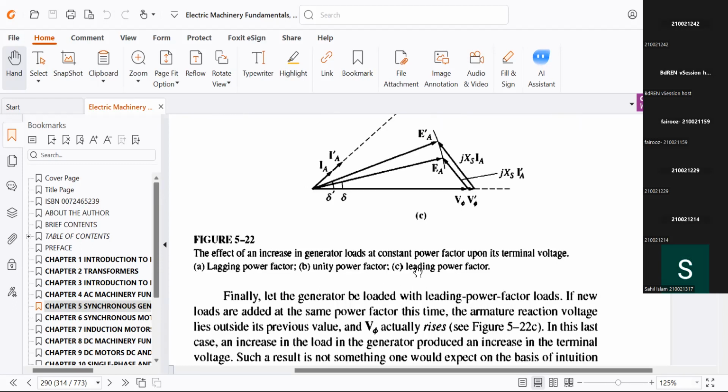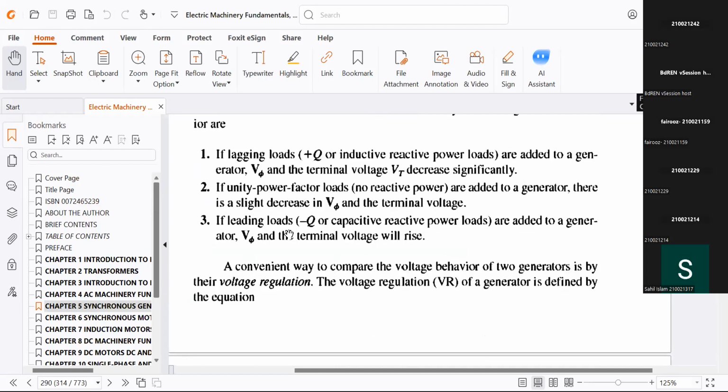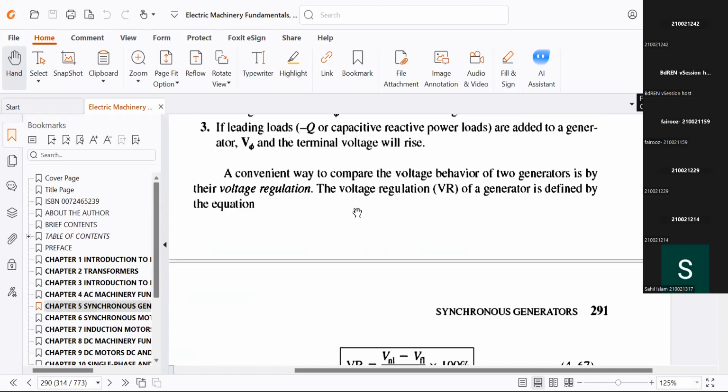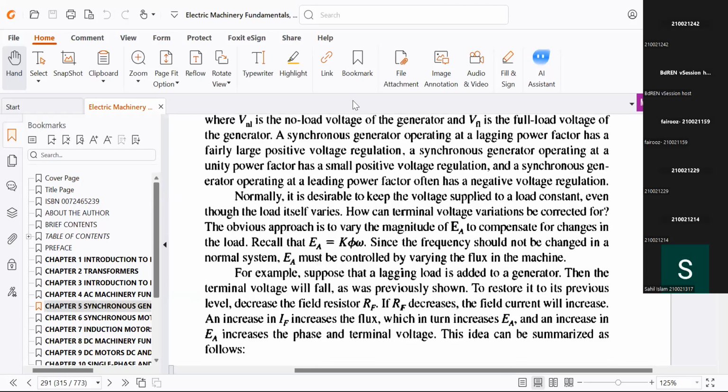That is written here. I showed you these things in your class: if lagging loads are increased, terminal voltage decreases significantly. If unity power factor loads are added, there is a slight decrease in terminal voltage. And if leading loads are added, terminal voltage will rise. So you need to remember these three conditions. And there is a term called voltage regulation, V no load minus V full load divided by V full load, that we already discussed. So let's go back to our lecture.